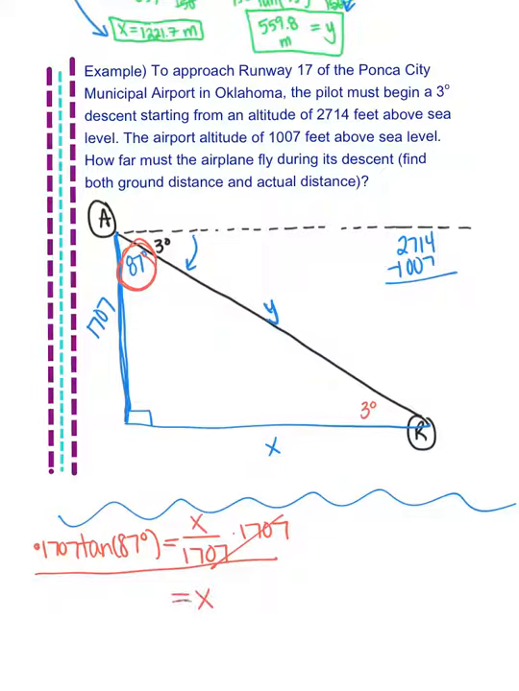And let's find what that horizontal distance is. I get 32,571.5, and I am in feet.